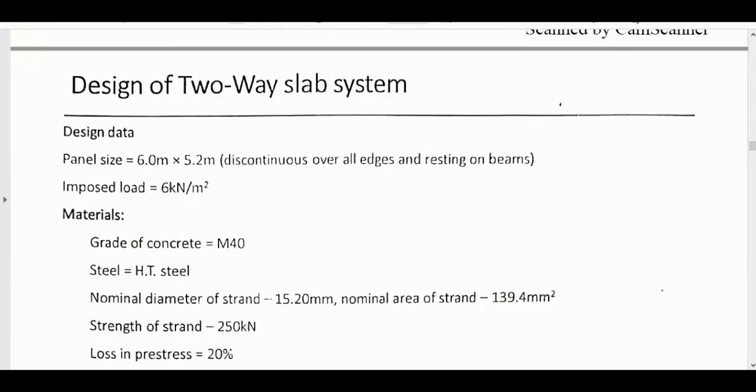Hello students, today we will discuss design of two-way slab.